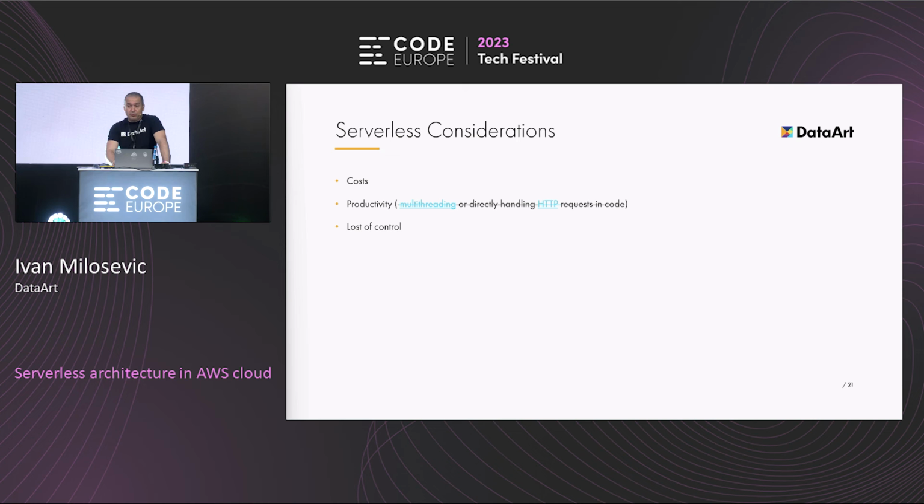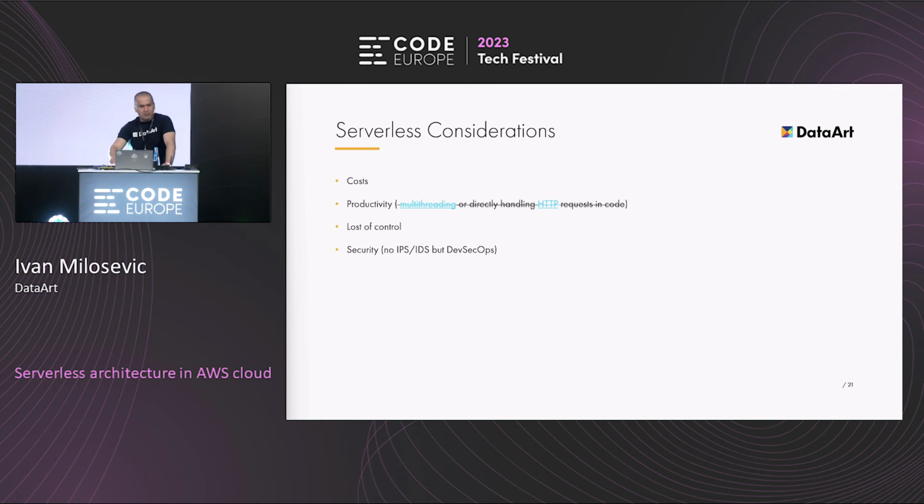The bad side is loss of control. So yeah, you need to be careful about that one. You don't have control over the runtime. When AWS decides it's time to get rid of a specific version of Node or Python, it's not up to you, it's up to them, and you need to handle that for your code.